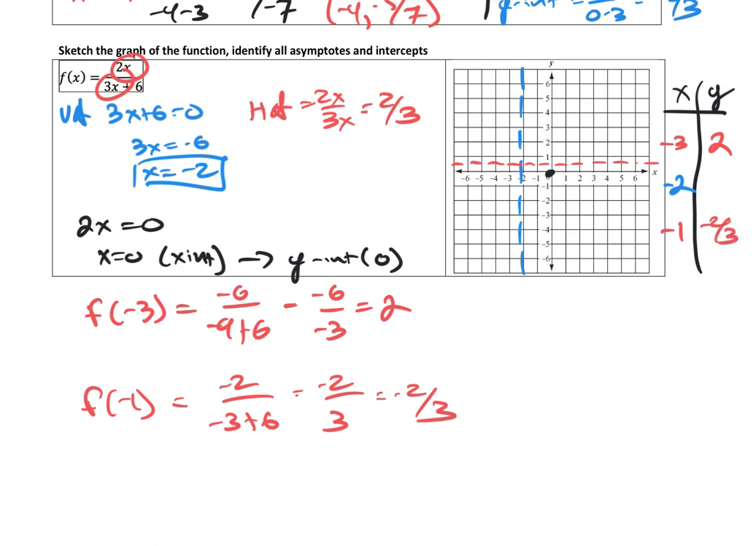And now I have 2 additional points I can go ahead and sketch. We're going to plot this negative 3, positive 2, and then we have a negative 1 and negative 2/3, which is about right here. And when we sketch our graph, we are going to follow along the asymptotes and just make sure that we curve it to go through our points.